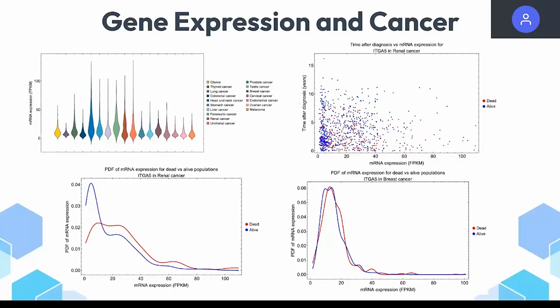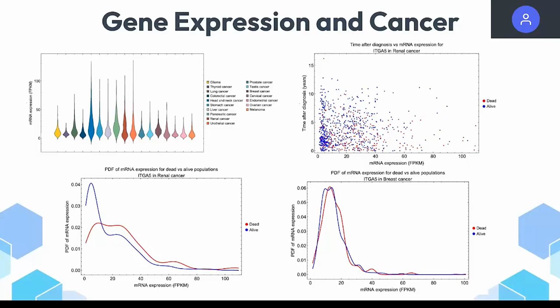This first graph shows the mRNA expression levels for each cancer type and the distribution of expression for a specific gene, ITGA5. The graph illustrates how ITGA5 expression affects survival in renal cancer. Patients surviving beyond 40 years after diagnosis generally had lower expression levels, suggesting a potential role for this gene in disease progression. You can see this in the top right, with alive marked in blue and dead marked in red. To test whether the differences in expression between surviving and non-surviving patients were statistically significant, we used the Pearson chi-square test.